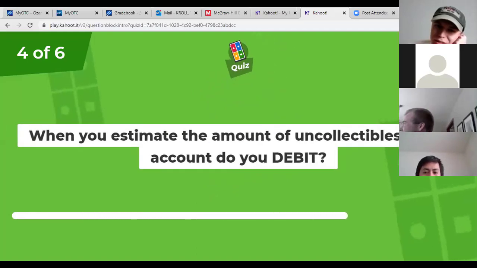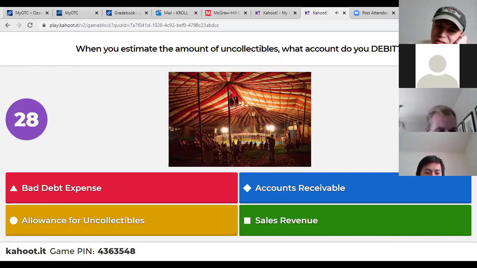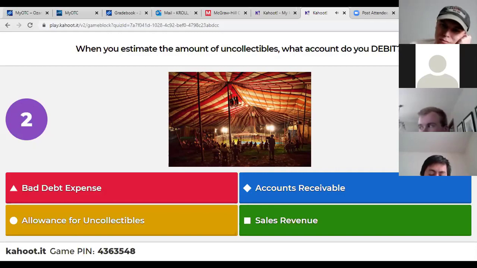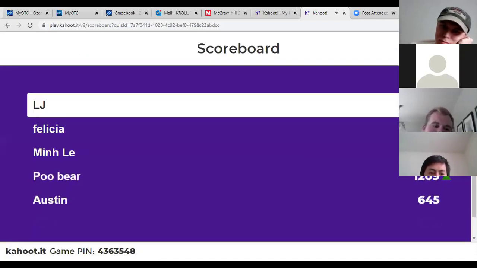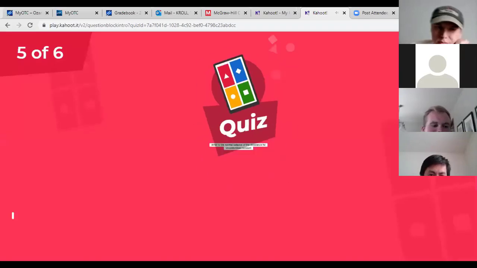When you estimate the amount of uncollectibles, what account do you debit? The red triangle says bad debt expense. The yellow circle says allowance for uncollectibles. The blue diamond says accounts receivable, and the green square says sales revenue. What account do you debit when you estimate? Like the adjusting entry, the first entry we talked about today. I believe in you. You can do this one. Oh man, I got it. You got it, Ozzy. Oh, she's moving up. Pooh Bear is coming up.